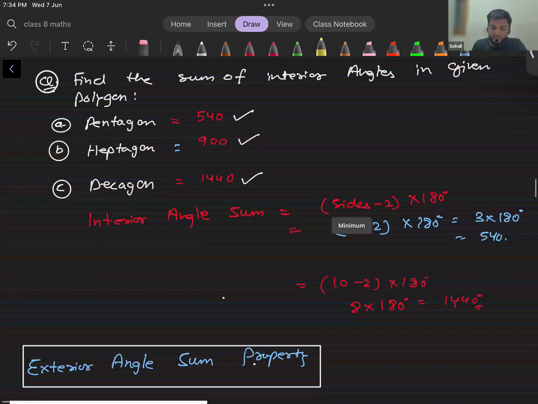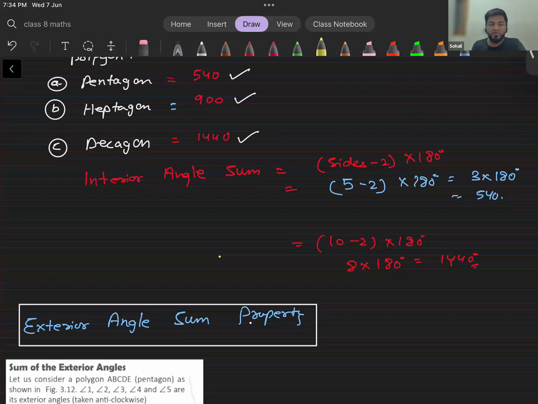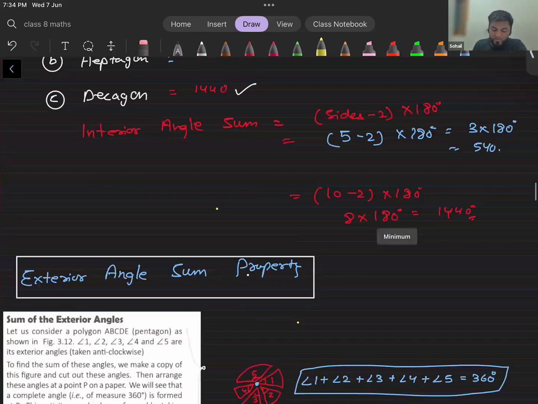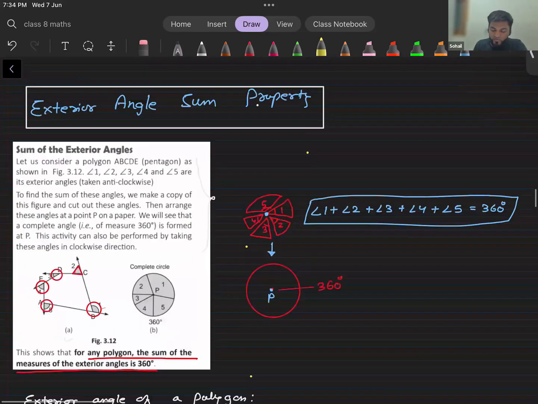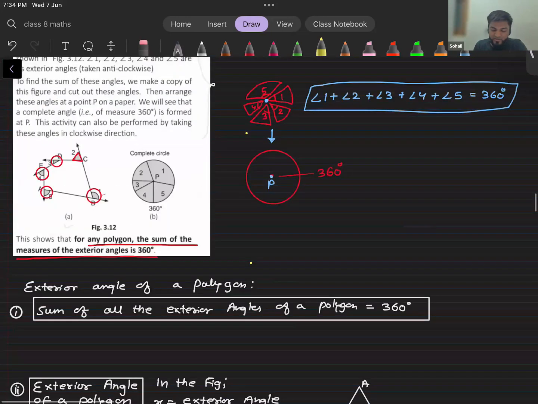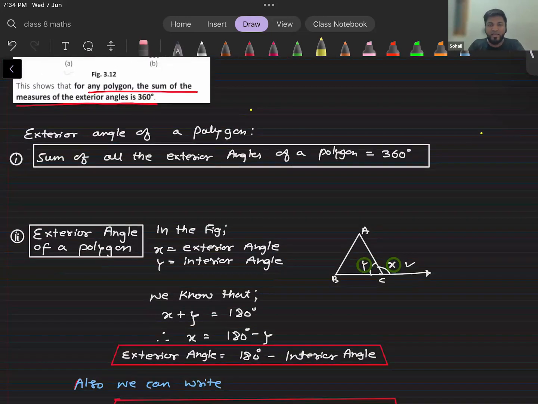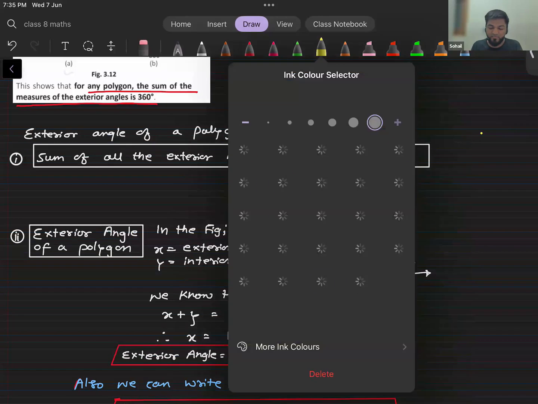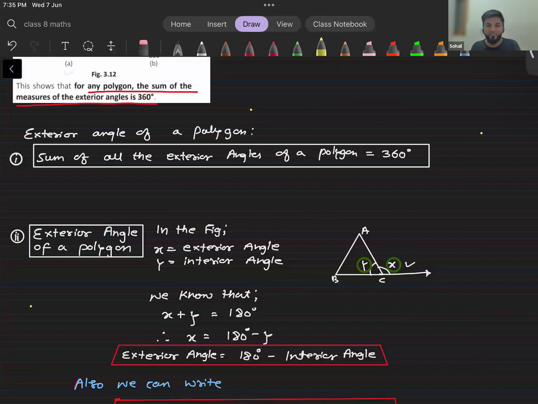So we were done discussing the angle sum property of interior angles. In the exterior angle sum property, we saw how we can calculate the sum of the exterior angles of any given polygon. And for a given polygon, if you were to just find its exterior angle, you can simply subtract the interior angle from 180 degree and you will get the exterior angle.